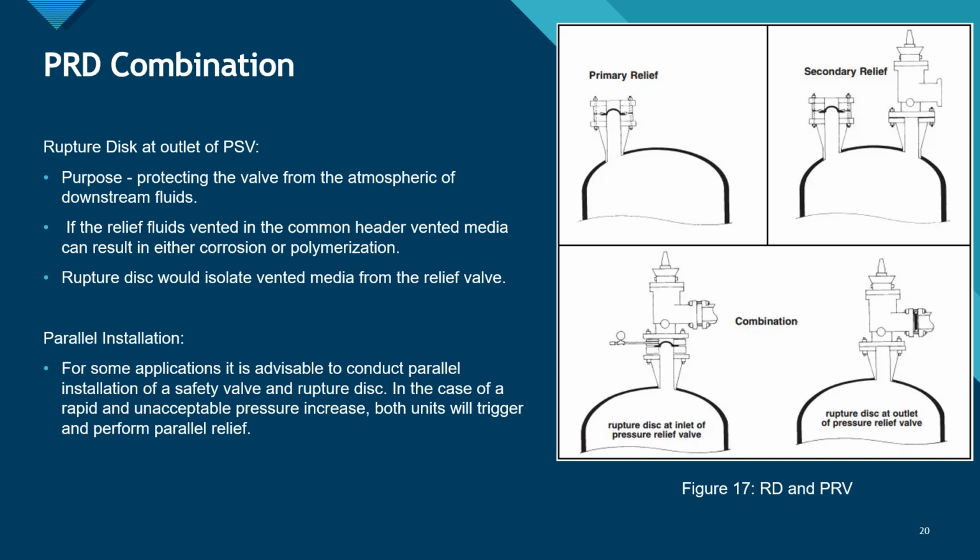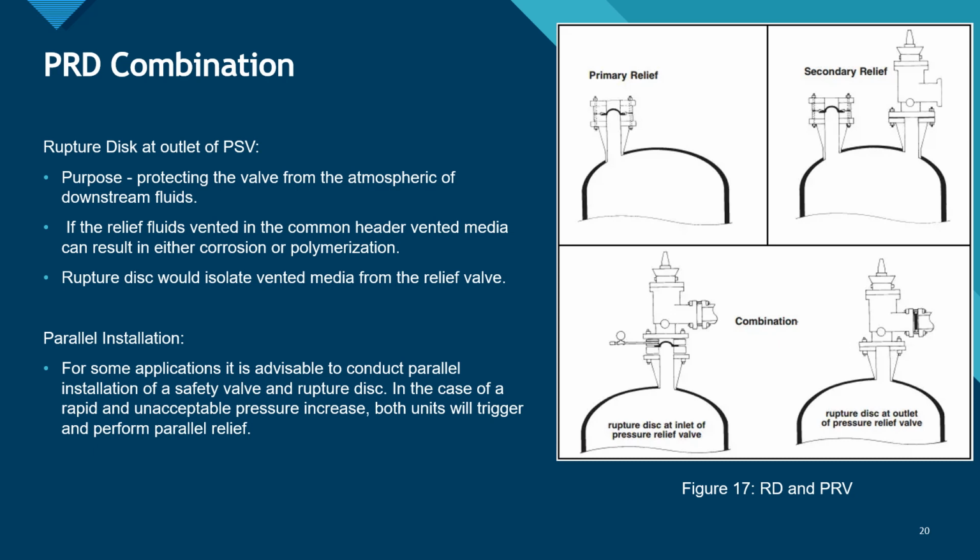Two important ones to take away from this slide are the rupture disc at the outlet of the PSV, as well as parallel installation. The purpose of the rupture disc at the outlet of the PSV is to protect the valve from the atmosphere of downstream fluids. If the relief fluid is vented in the common header vented media, it can result in either corrosion or polymerization, as well as a rupture disc would isolate the vented media from the relief valve.